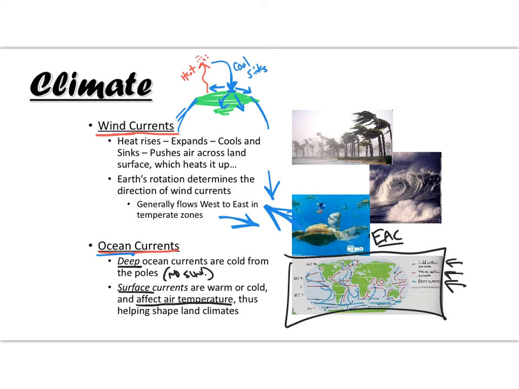So if a cool surface water current is heading toward a coast, it's going to cool the air above it and then push that cool air onto land. And so it can cause a decrease in the land climate in an area adjacent to where there is a cooler or warmer ocean current.